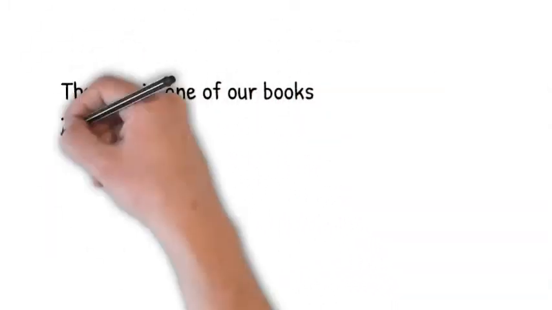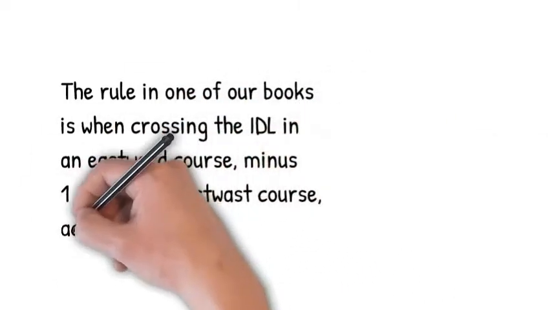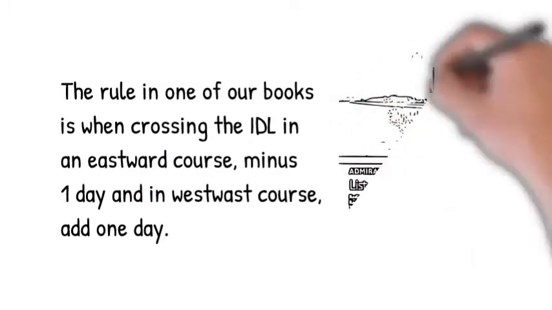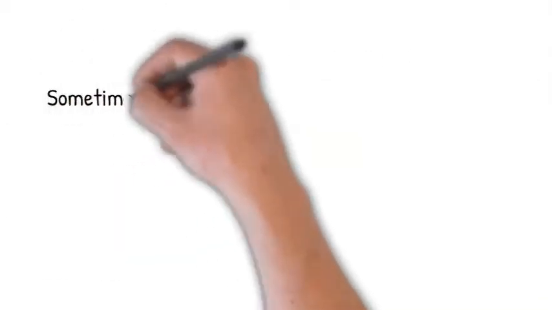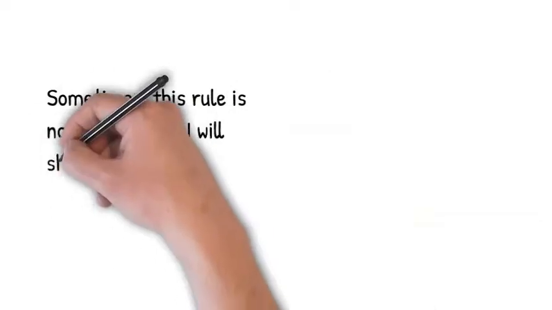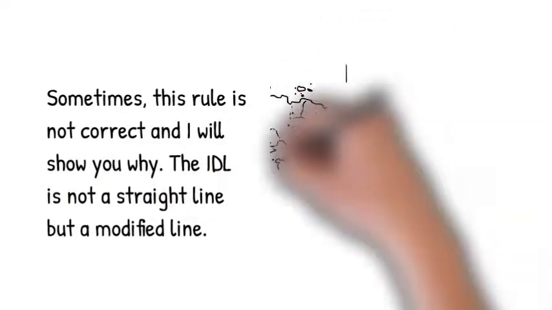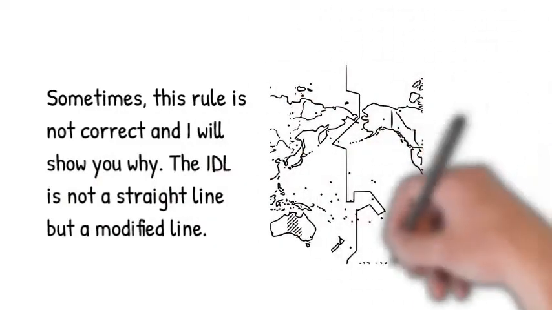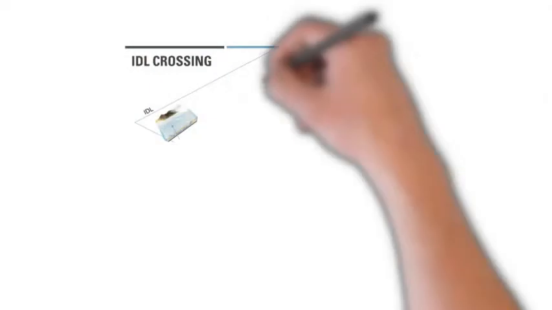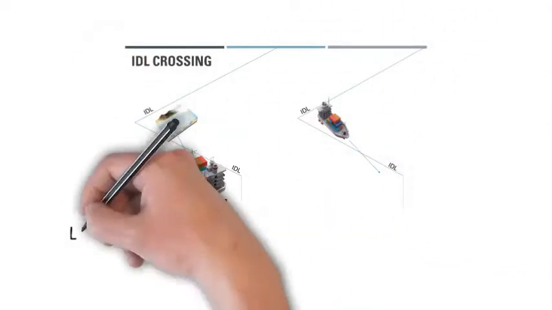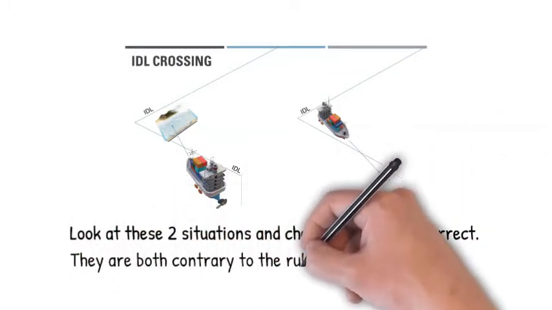The rule in one of our books is when crossing the IDL in an eastward course minus one day and in westward course add one day. Sometimes this rule is not correct and I will show you why. The IDL is not a straight line but a modified line. Look at these two situations and check if the rule is correct. They are both contrary to the rule.